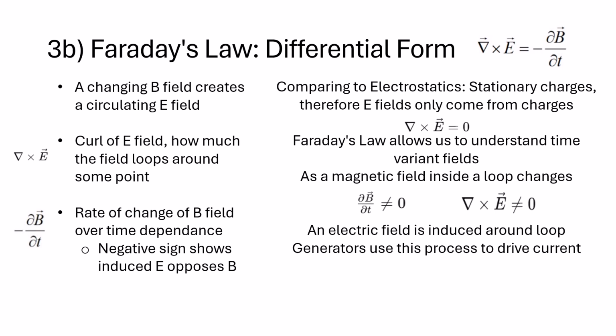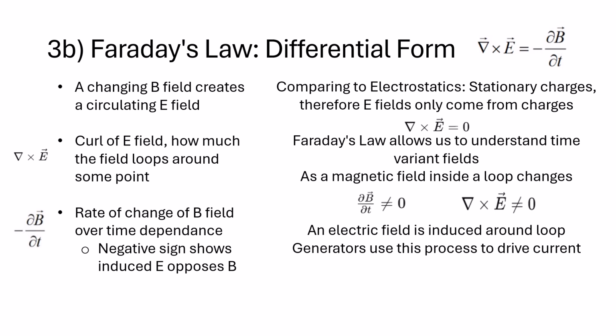Continuing on, here's Faraday's law in differential form. And again, this shows a changing magnetic field results in a circulating E field. So the left-hand side is the curl of the electric field, or how much the field loops around some point. And the right-hand side is the rate of change of the magnetic field over time. And once again, this is negative to show that the induced field is opposite in direction.